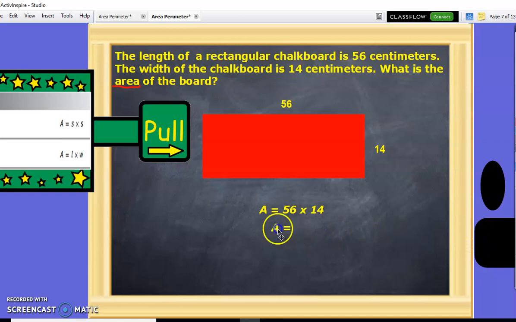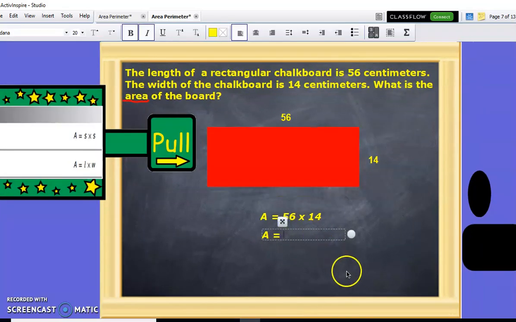The area will equal 784 square centimeters.